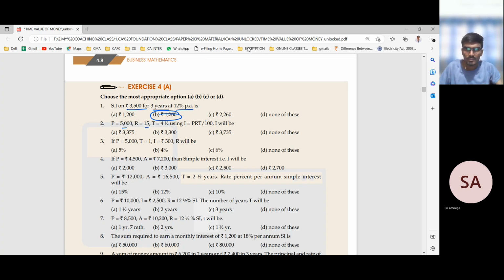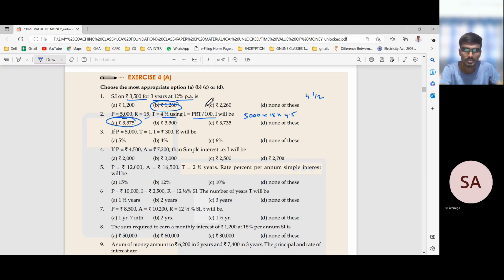P is 5,000, R is 15, T is 4 1 by 2, using PRT by 100. They are asking to find what? PRT by 100, so you can do 5,000 into R 15 into T 4 into 1 by 2. If it is 1 by 2, shall I say 4.5? Yes, so take a calculator, 5,000 into 15% into 4.5 equal to 3,375. That's all. Interest will be 3,375.